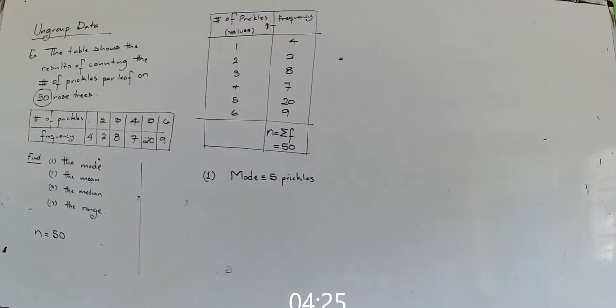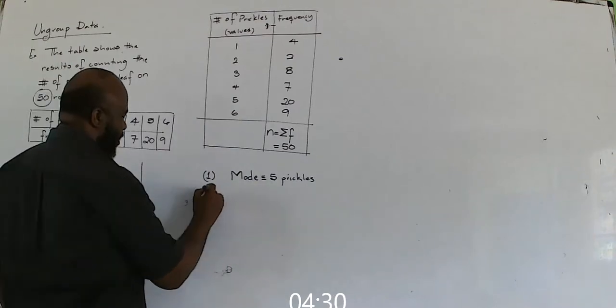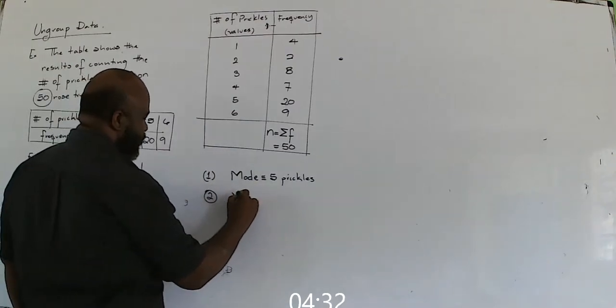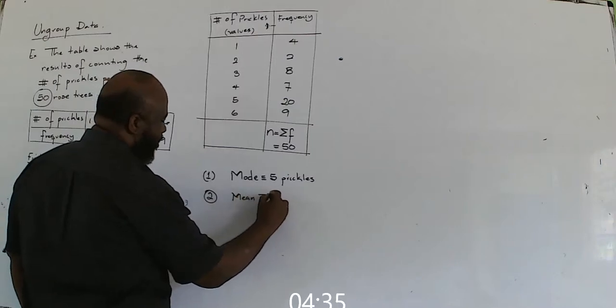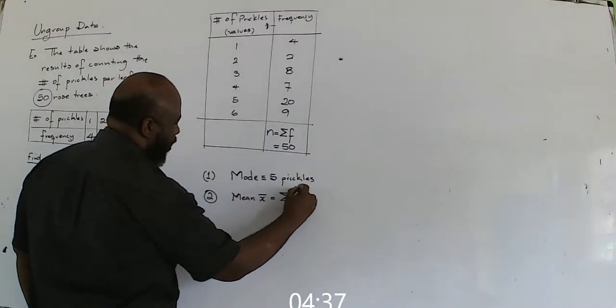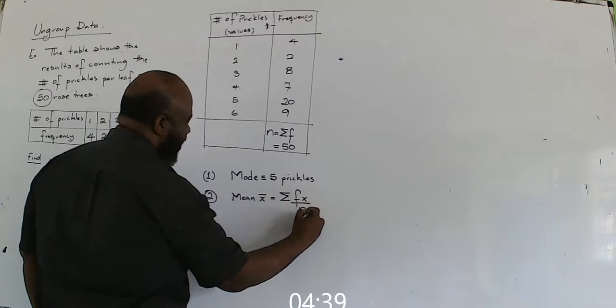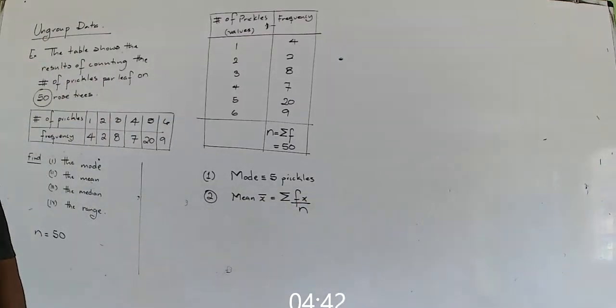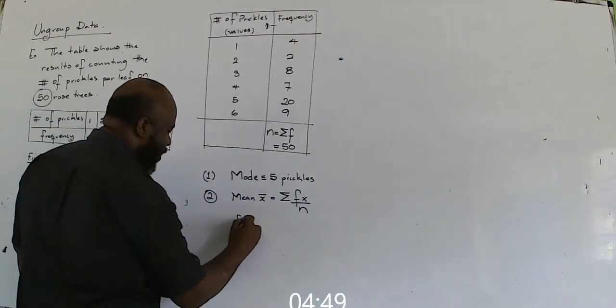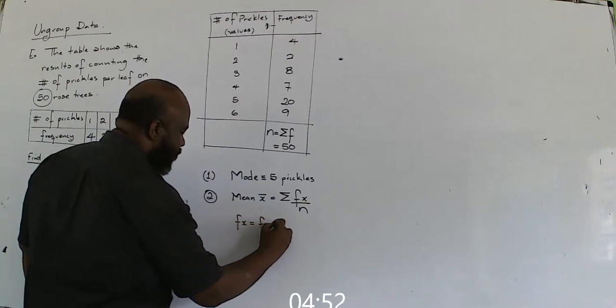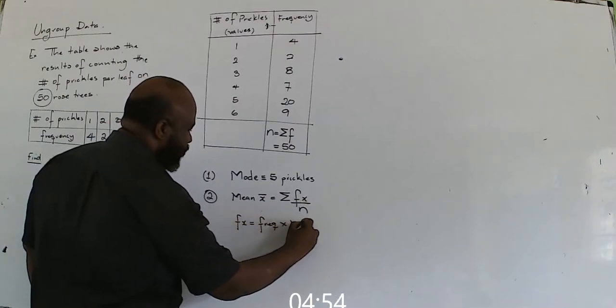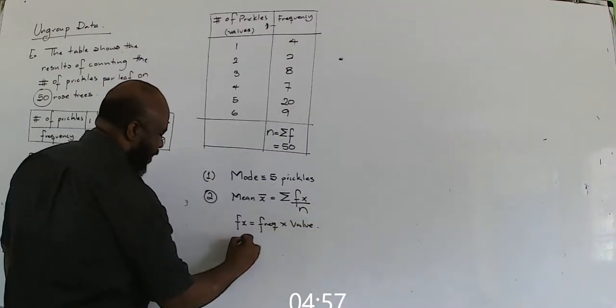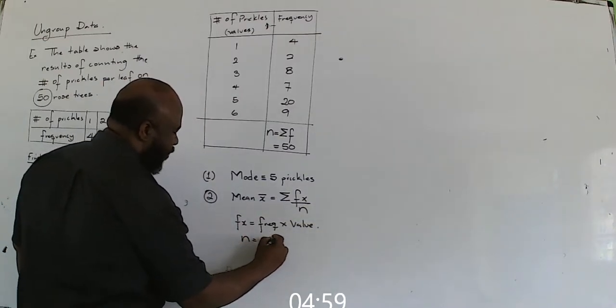The next thing they ask us to find is the mean. When you have grouped or ungrouped data, the mean, x bar, is equal to the sum of fx divided by n. fx stands for frequency times value, and n stands for the number of values.